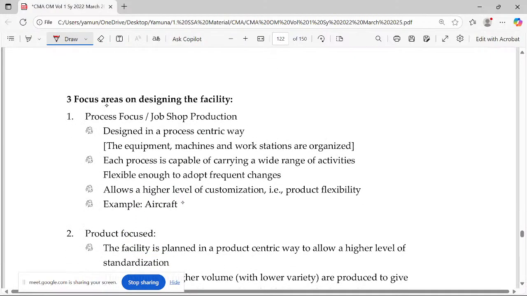We'll focus on three focus areas. See, already we have done in this second chapter, job shop production. Designed in a process-centric way. We are talking about the job, so it will be discussing jobs only. Flexible enough to adopt frequent changes and allows a higher degree of customization. See, job shop means it allows a higher degree of customization. We do a variety of goods. Product flexibility there. Example, aircraft can be taken. Please highlight: we are focusing this job shop production on process focus. Okay, so aircraft will be considered only.